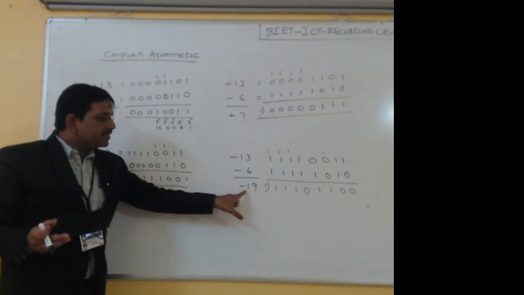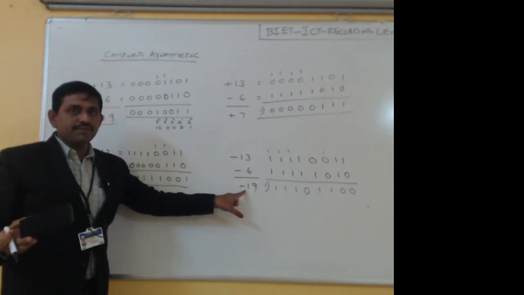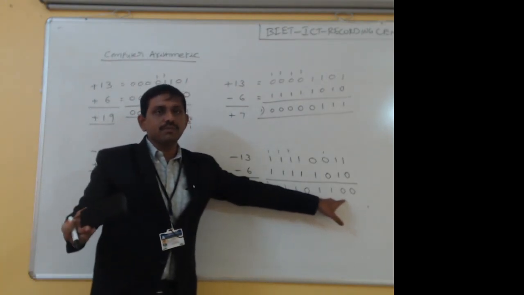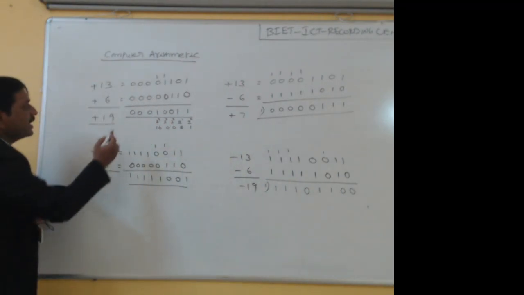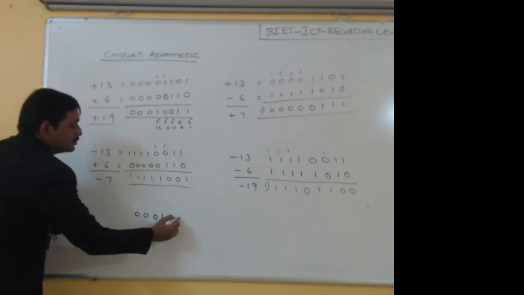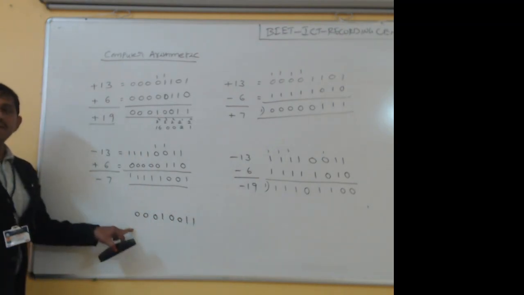Then it is the negative value represented in the 2's complement form, that is, this number is represented in 2's complement form. Here the plus 19 is 0, 0, 0, 1, 0, 0, 1, 1. This is equivalent to plus 19.